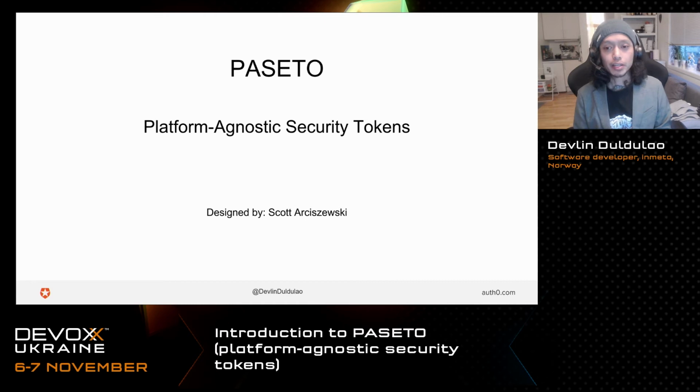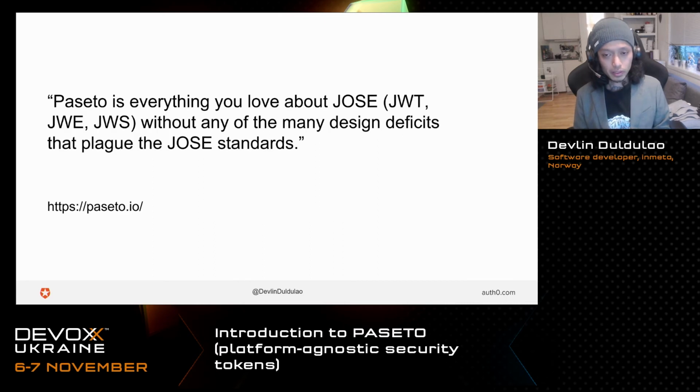And here's PASETO. So what is PASETO? Platform-Agnostic Security Tokens. This is what you can find on the PASETO website: PASETO is everything you love about JOSE, the JWT, the JWE, the JWS, without any of the many design deficits that plague the JOSE standards.